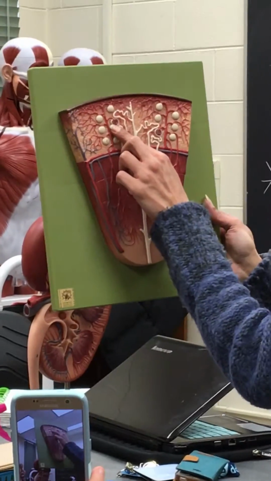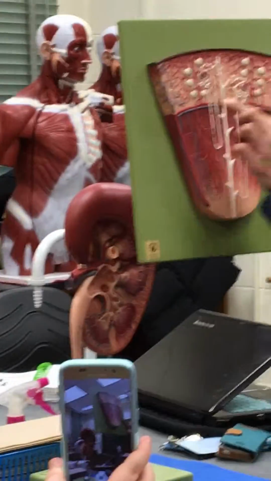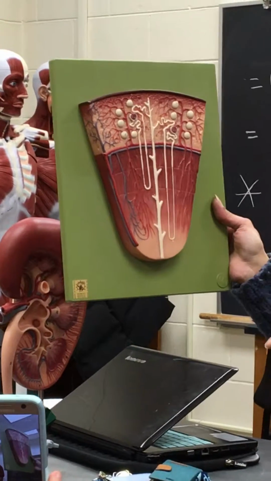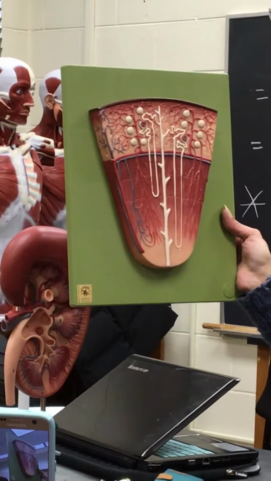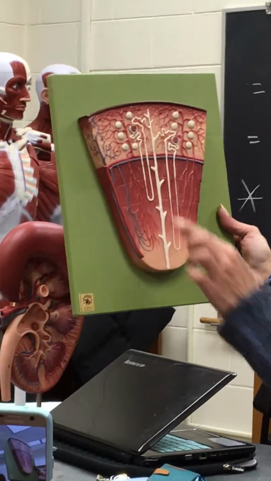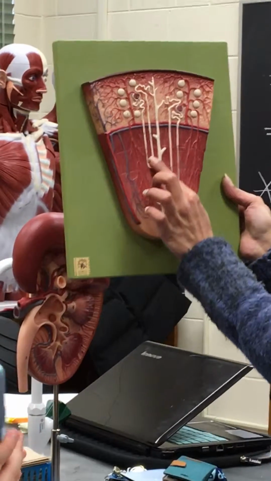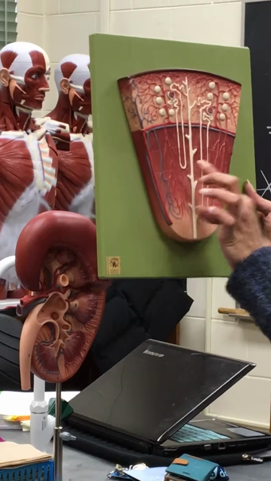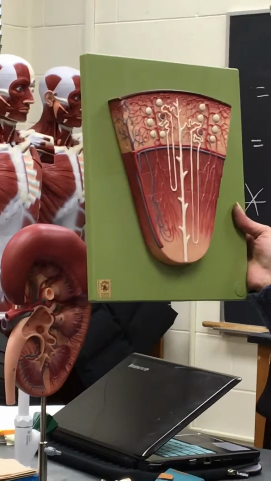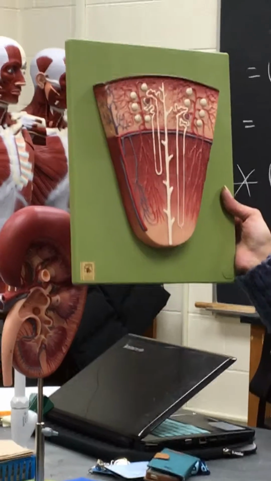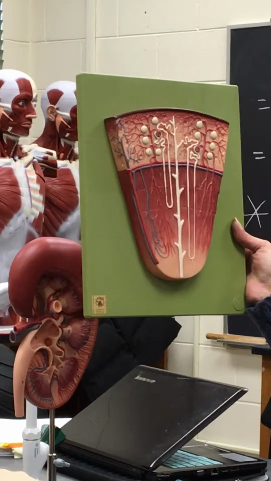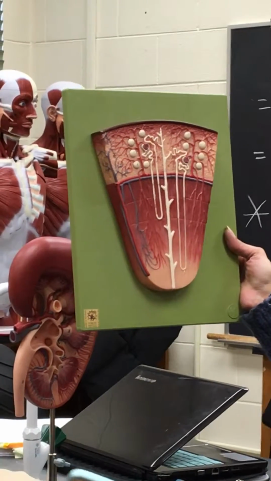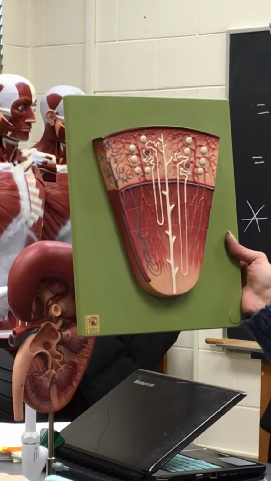Now, if we take a closer look at the tubules, the tubule that is attached to the renal corpuscle is the proximal convoluted tubule. Then it goes down and up, and this is called the loop of Henle, H-E-N-L-E. Not the nephron loop like your book says. Lexi, did you hear me? Don't go by the book on this one. It's called the loop of Henle.